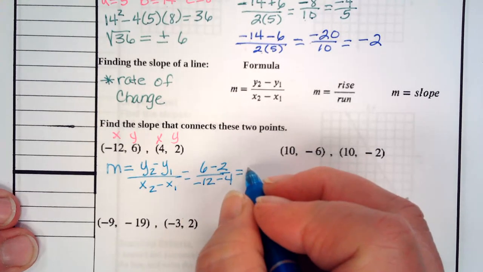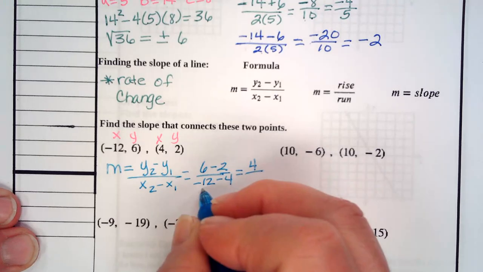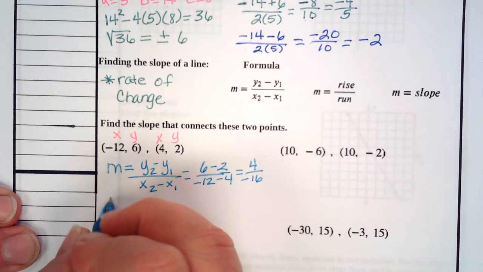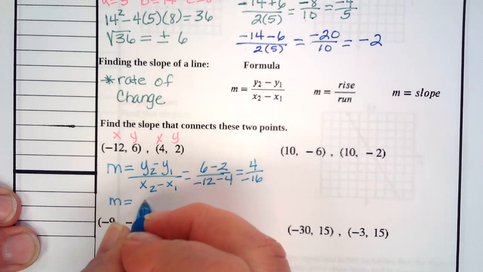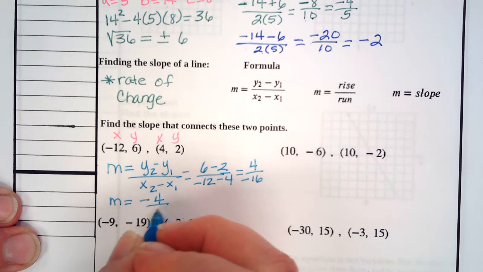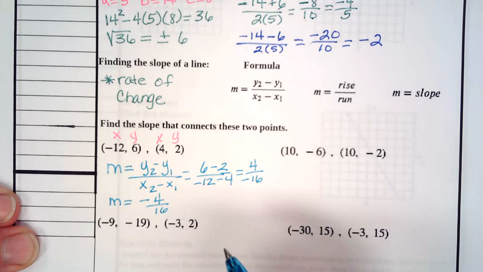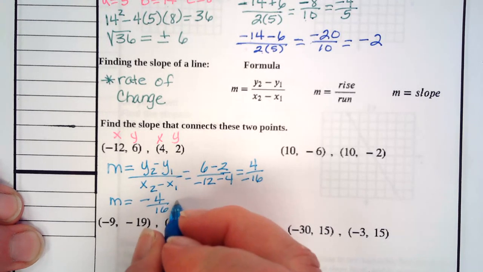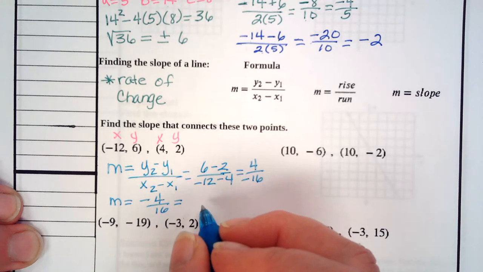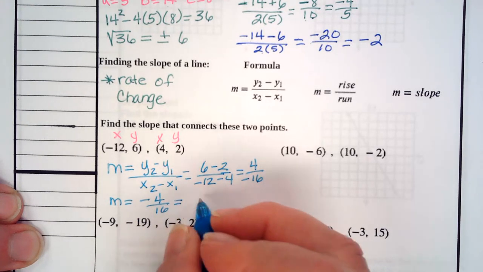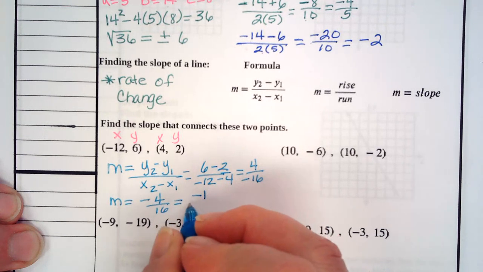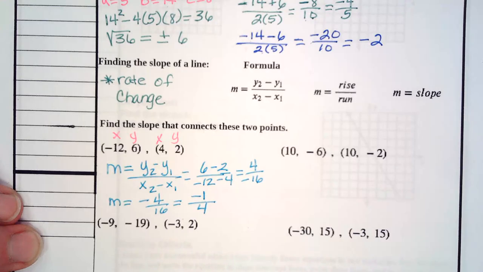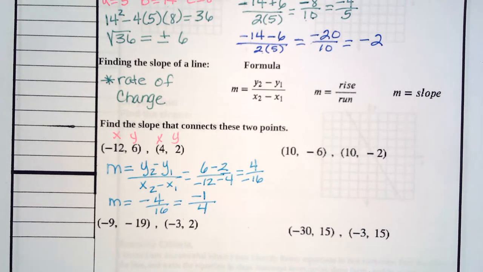6 minus 2 is 4. Negative 12 minus 4 is negative 16. I cannot leave it that way. I've got to simplify. Both 4 and 16 have a factor of 4, so I'm going to factor out 4. Negative 4 divided by 4 is negative 1. 16 divided by 4 is 4. And that's your slope in simplified form.